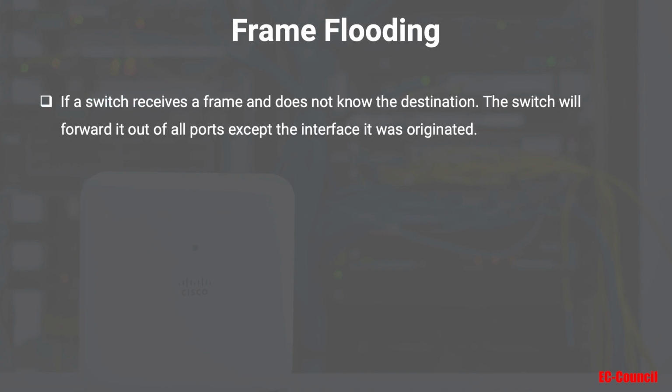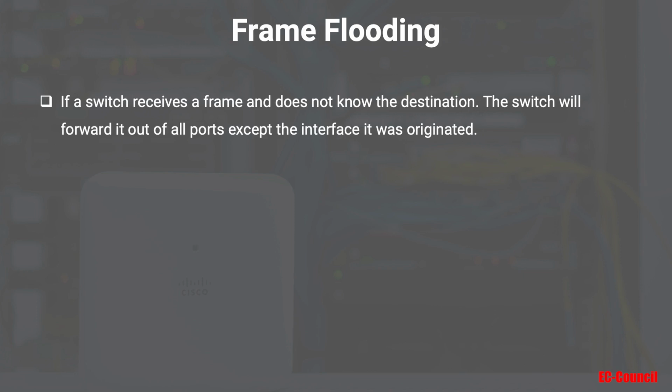So you're probably wondering, what will a switch do if it receives a frame and it does not know where the destination is located? Anytime a Cisco switch receives a frame with a destination it does not have in its CAM table, the switch will store the destination MAC address in its buffer, but it will also forward the frame out of all interfaces except the interface that the frame originated on. And it only does this in the event that it does not know where the destination for the frame is located.